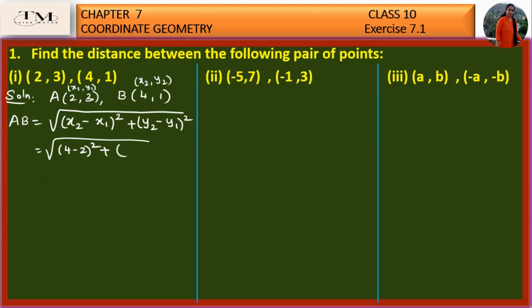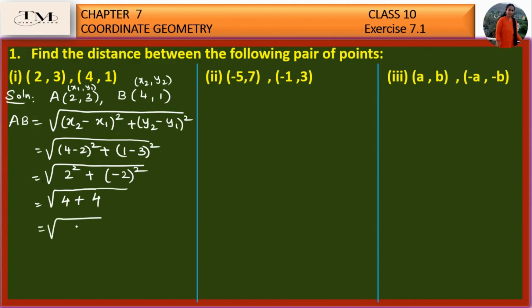y2 is 1, y1 is 3. So y2 minus y1, 1 minus 3 whole square. So 4 minus 2 is 2 square plus 1 minus 3, which is minus 2. We have to find the difference and put a negative sign because the number 3 is bigger. The bigger number has the negative sign, so the answer will be negative. So minus 2 whole square. 2 square is 4 plus minus 2 whole square. Minus square is positive, 2 square is 4. So 4 plus 4 is 8.